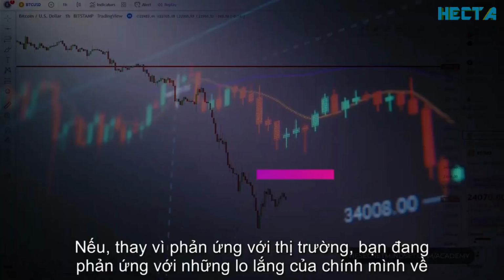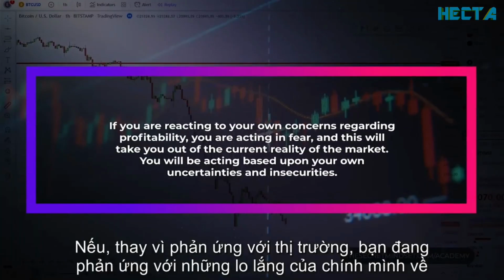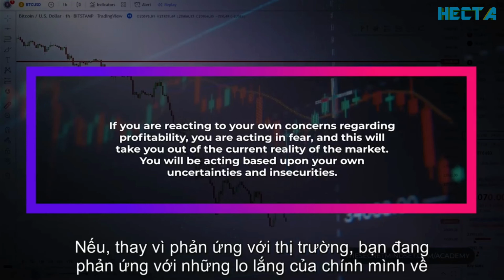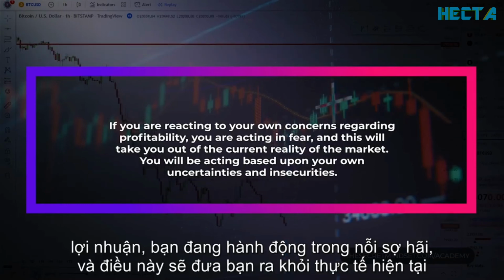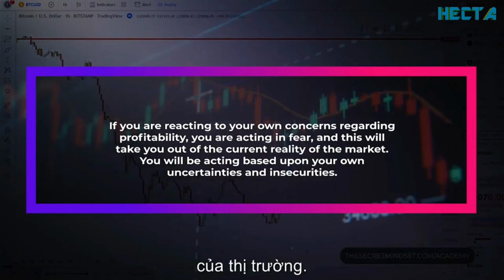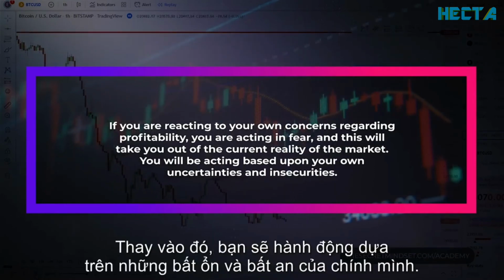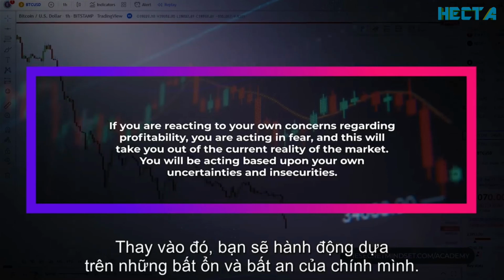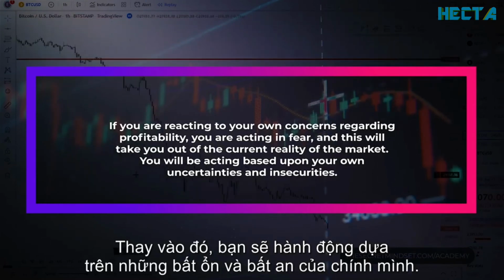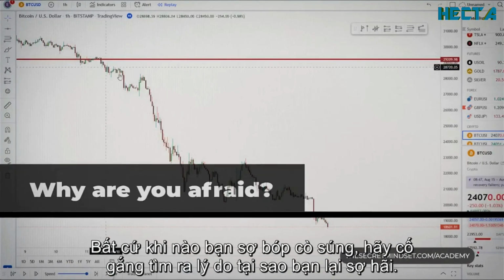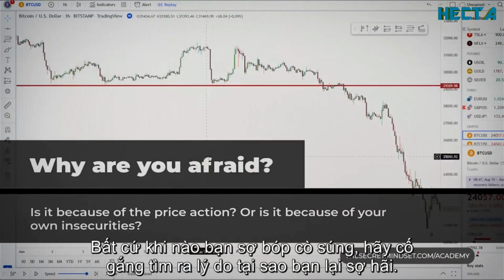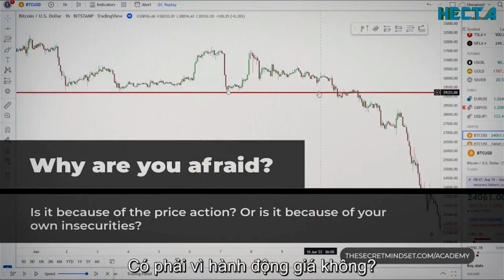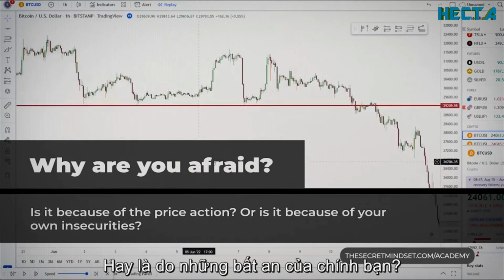If instead of responding to the market, you are reacting to your own concerns regarding your profit, you are acting in fear, and this will take you out of the current reality of the market. Instead, you will be acting based upon your own uncertainties and insecurities. Whenever you fear pulling the trigger, try to find out why you are afraid. Is it because of the price action, or is it because of your own insecurities?